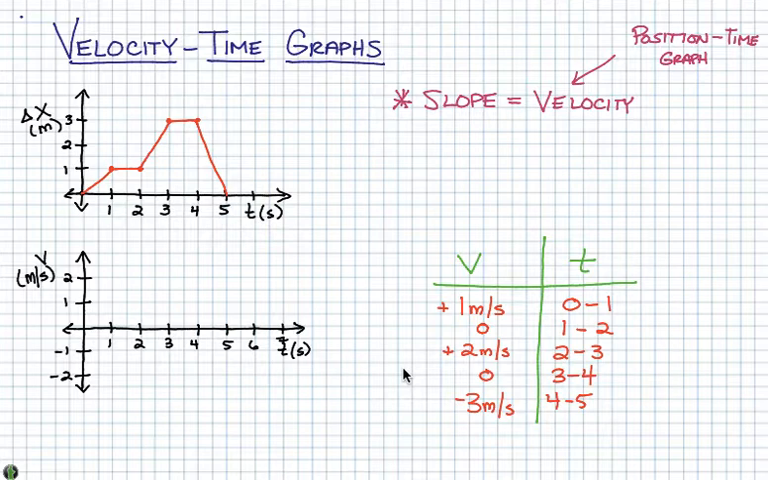So from 0 to 1 seconds, we have a velocity of 1 meter per second. And this is what it says. For 1 second, we have 1 meter per second of velocity. From 1 to 2 seconds, we have 0. So from 1 to 2, we have no velocity. Our object is not moving.